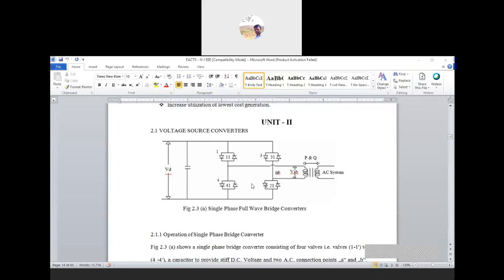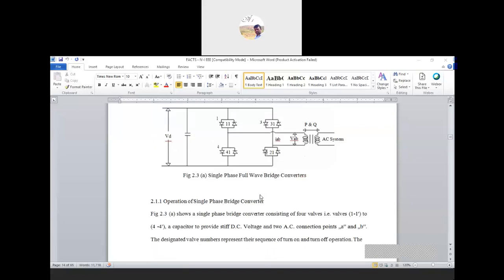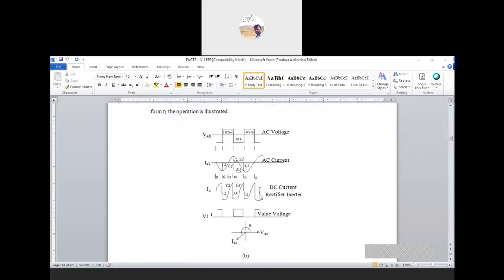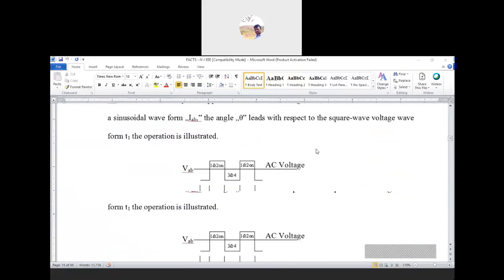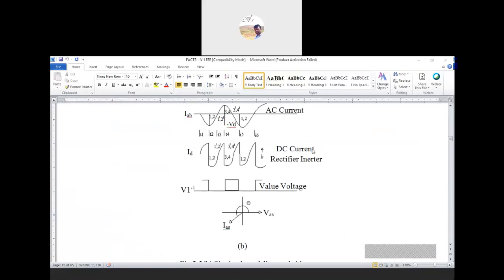So open circuit, and here in this way it will work. Here current will flow like this. Similarly, when the 1 and 2 thyristors are on, it will take place in inverting mode. Similarly, when the third and fourth thyristors are on, it also works in inverted mode, that is it converts the DC into the AC.